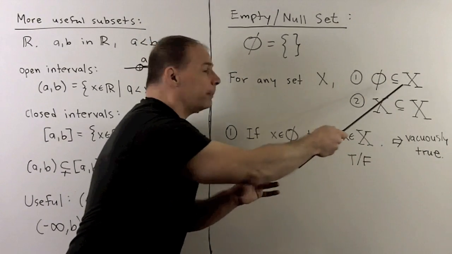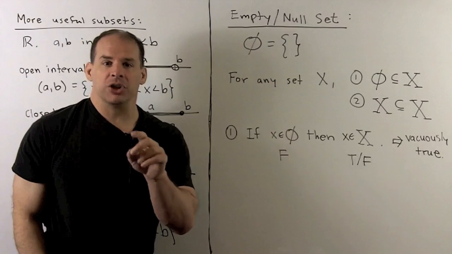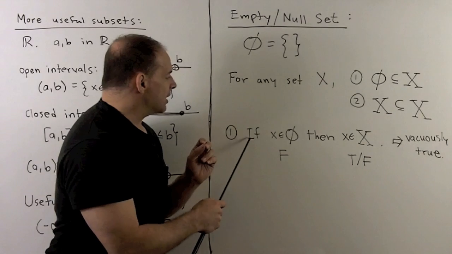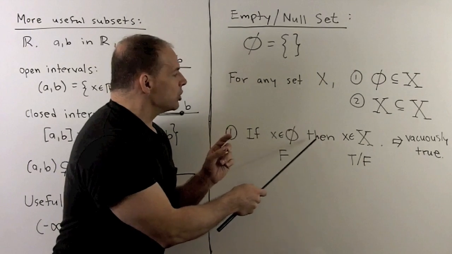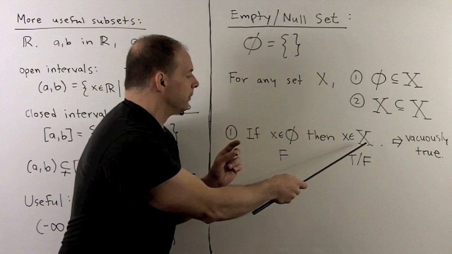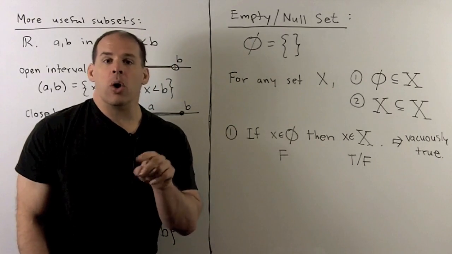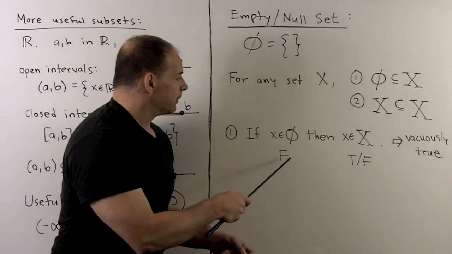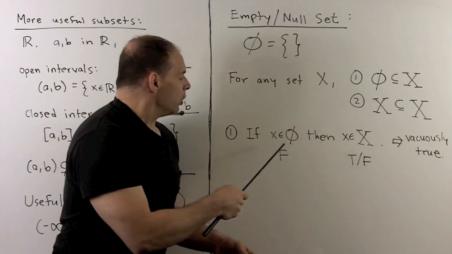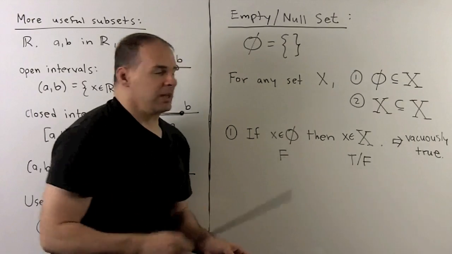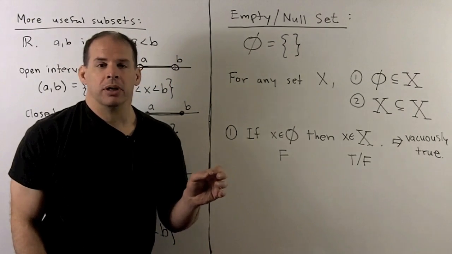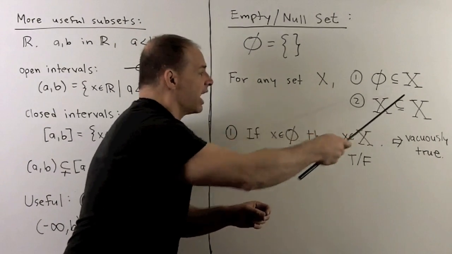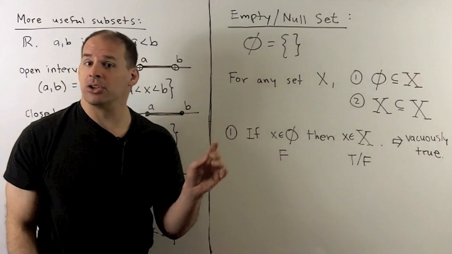Now, for the first one, let's check our condition for being a subset. What we check is, if x is an element of the null set, then we want to show that x is an element of x. Now, you'll note there are no elements in the null set, so to say that x is in the null set is going to be a false statement. So what we have here is an if-then with a false antecedent, which means this statement is always true. So the null set is a subset of any set as a vacuously true statement because there's nothing to check.